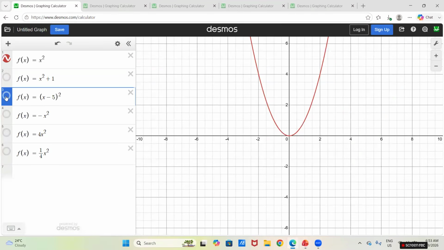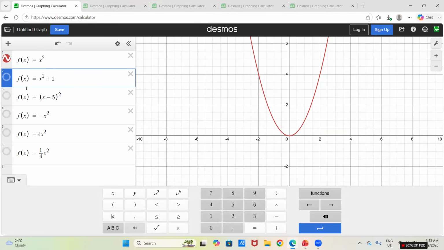So it's a different thing for the h value, but for the k value, it remains with the direction. So if it's positive, it goes up. If it's negative, it goes down.